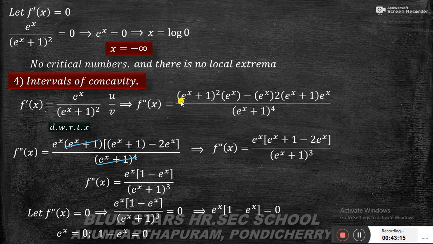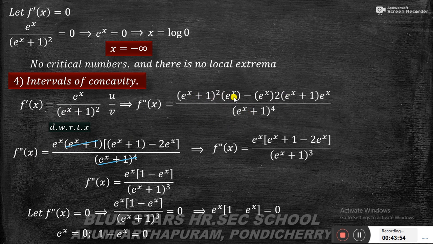Next I write the denominator (e^x + 1)^2 and differentiate e^x. The differentiation of e^x is e^x, minus, next I write the numerator e^x into the differentiation of the denominator. The differentiation of the denominator is 2 into (e^x + 1), with the power 2 minus 1 being power 1. Next I differentiate the base, e^x + 1. The differentiation of e^x is e^x, plus the differentiation of 1, which is 0. So e^x.